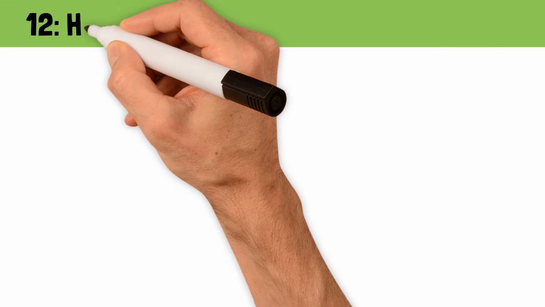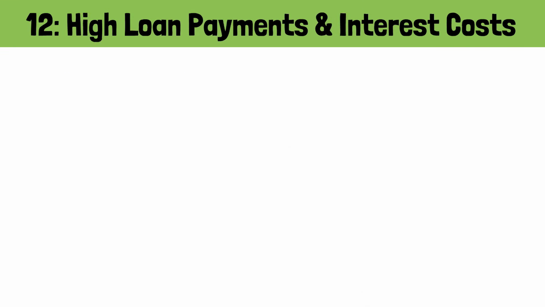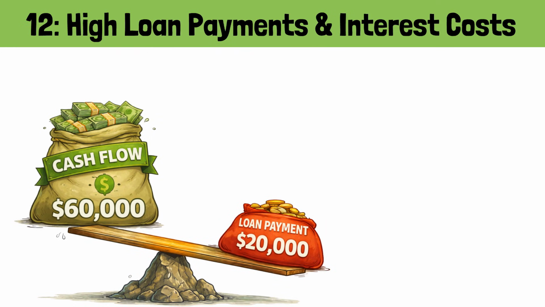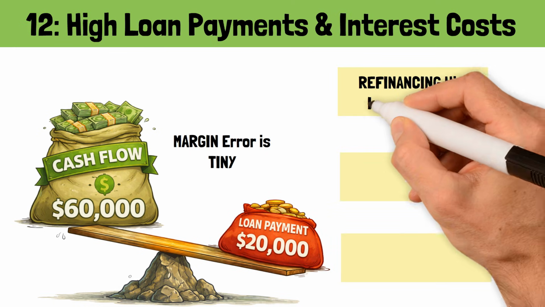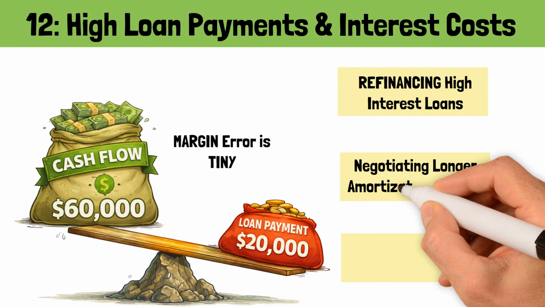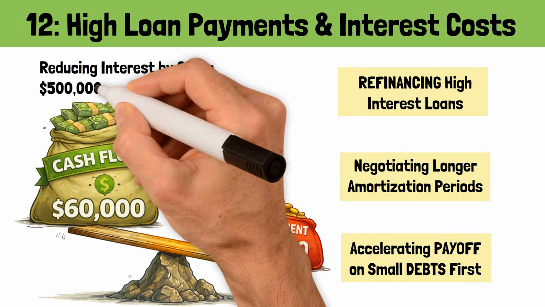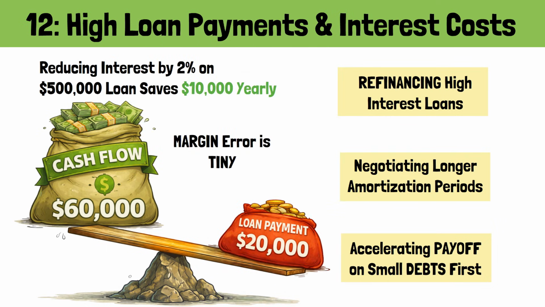Problem number 12. High loan payments and interest costs. If your monthly loan payments are $20,000 on a cash flow of $60,000, your margin for error is tiny. Fix this by refinancing high-interest loans, negotiating longer amortization periods, or accelerating payoff on small debts first. Even reducing interest by 2% on a $500,000 loan saves $10,000 yearly in cash.